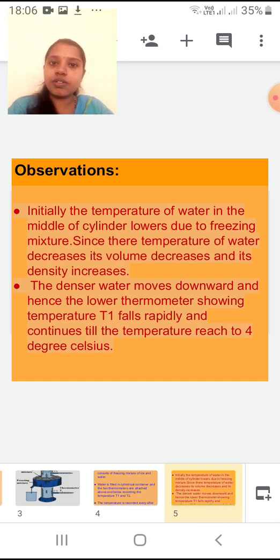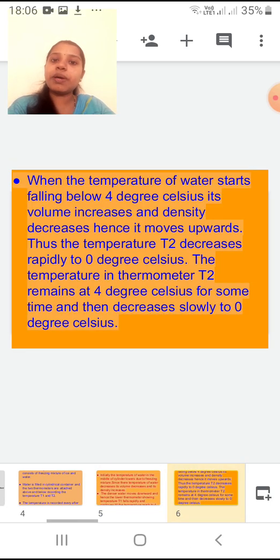So I hope these first two observations are clear to you. Okay, now what will be my next observation for T2? We will see. Now for T1, I have understood that the water has become dense, the volume has decreased, and that dense water came downwards, and as it came downwards, my T1 temperature fell to 4 degrees Celsius.